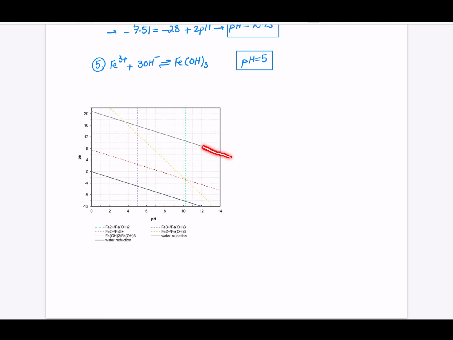This is basically water, for water oxidation and water reduction. So this is water oxidation, which we actually showed in the class, the formula 20.8 minus pH, and this was the minus pH, which was water reduction.